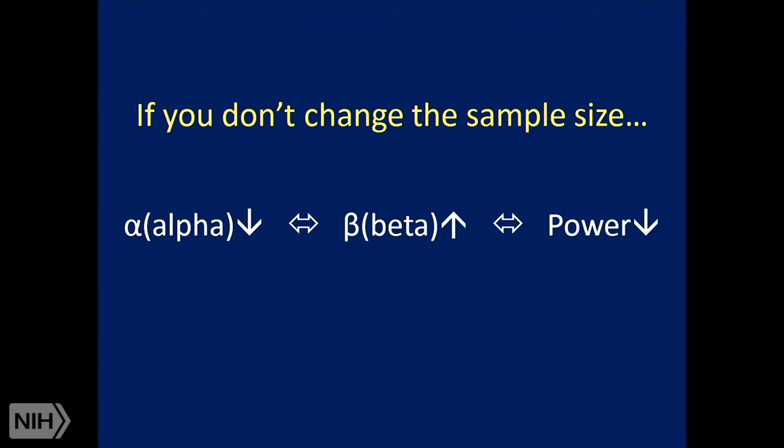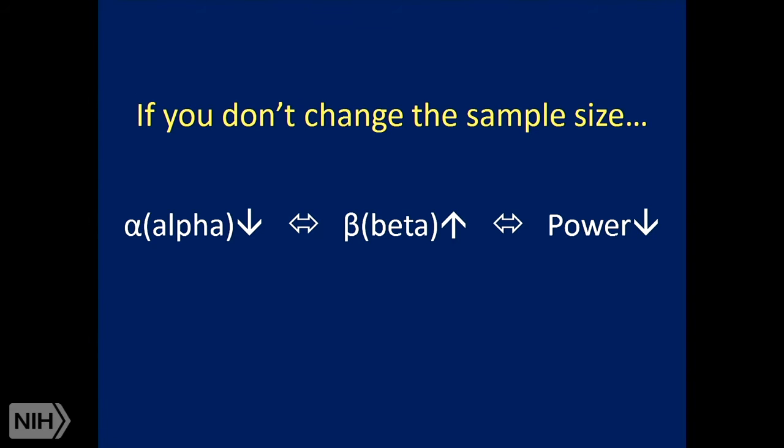Well, if you're making it harder to claim a difference, you're making it harder to claim a difference when there is a difference. So that's why the beta, that error, goes up. So they're going in opposite directions. If you make it easier to claim a difference, then you're going to make an error of claiming a difference when there is no difference. So alpha goes up. But then your beta goes down, because you're making it easier to find a difference when there is actually a difference.